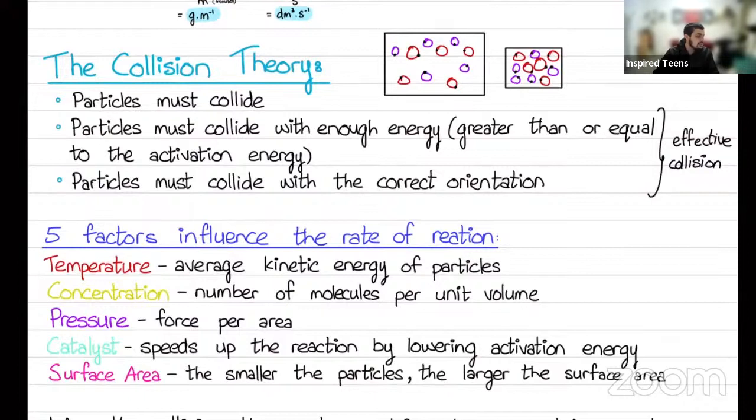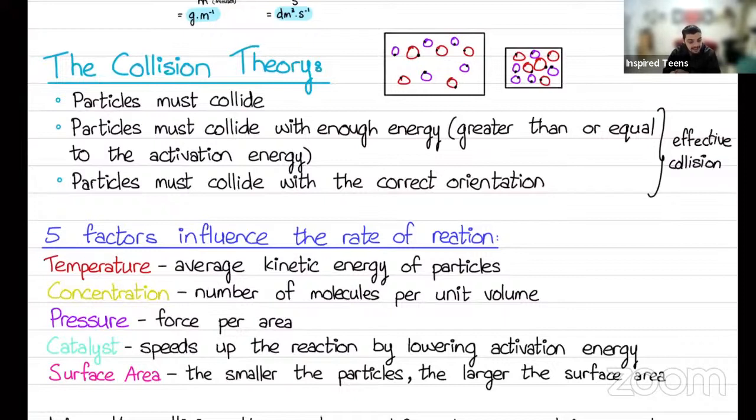Then we discussed the 5 factors that influence the rate of reaction. The first one is temperature, then concentration, pressure, catalyst, and surface area. If we change these things, they will have an effect on the rate of reaction. Temperature is defined as the average kinetic energy of the particles. Concentration is the number of molecules per unit volume. Pressure is force per area. A catalyst speeds up the reaction by lowering the activation energy.